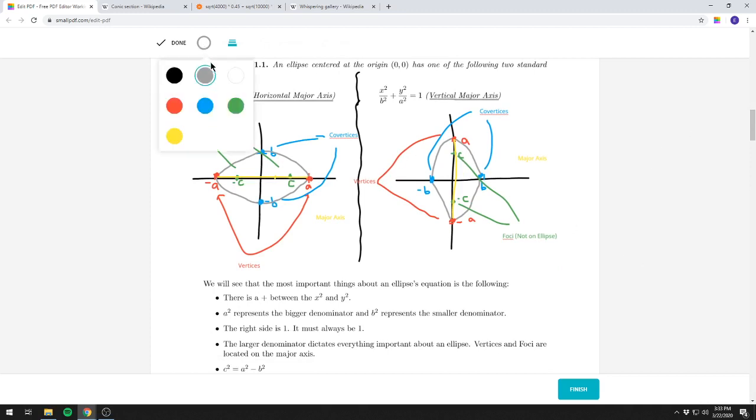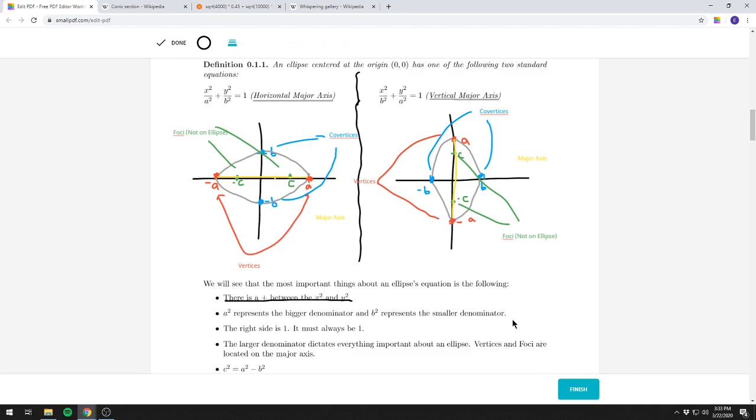One thing that's going to be very, very important to this stuff: when you're dealing with an ellipse, the way you know you're dealing with an ellipse is this plus in between. If there is not a plus in between, if there's a minus in between, that is something else. That'll actually be a hyperbola, and they look very different. So you've got to remember that when you see a plus in between the x squared and y squared, that means that you have an ellipse.